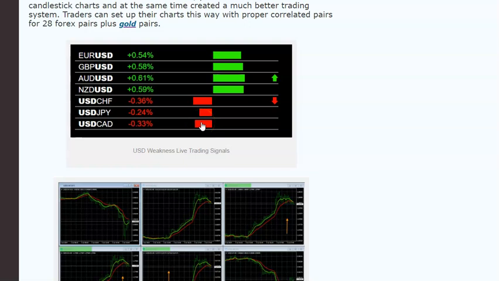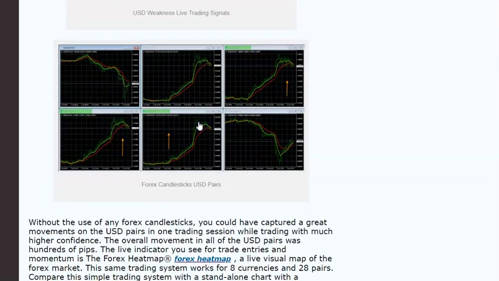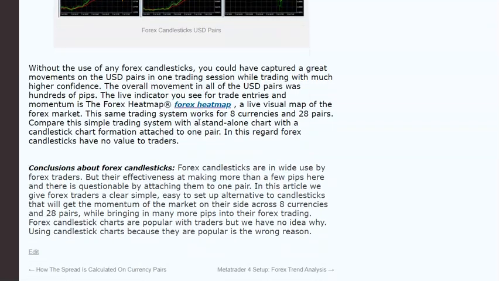When you have clear movement on one currency, you just trade it against the weakest currency. You always trade the strongest currency against the weakest.